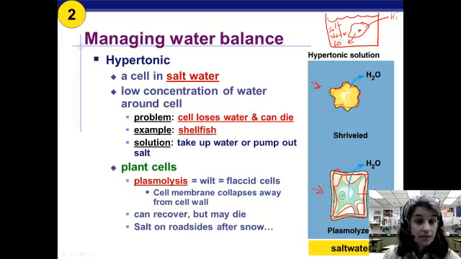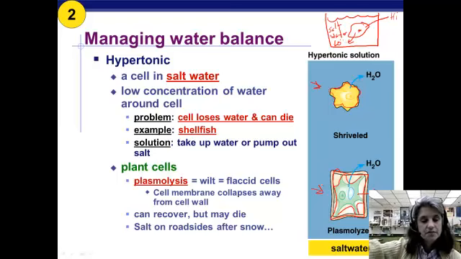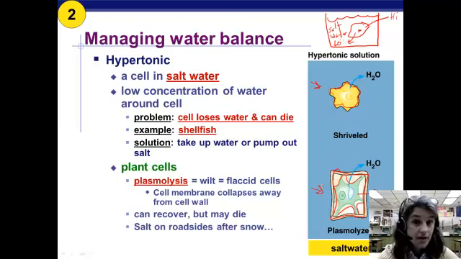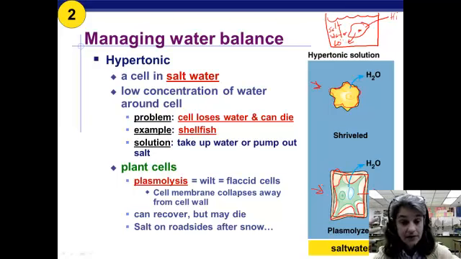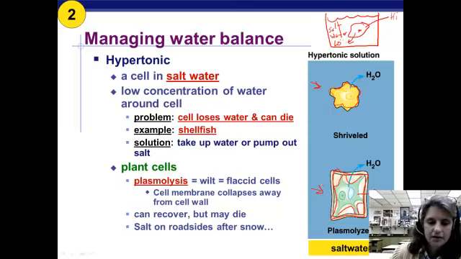In the winter time, when salt is laid down on the roads, you'll often see brown strips of grass by the roadside because that salt has pulled all the moisture out of the plants by the side of the road, and they die, the grass plants by the side of the road.